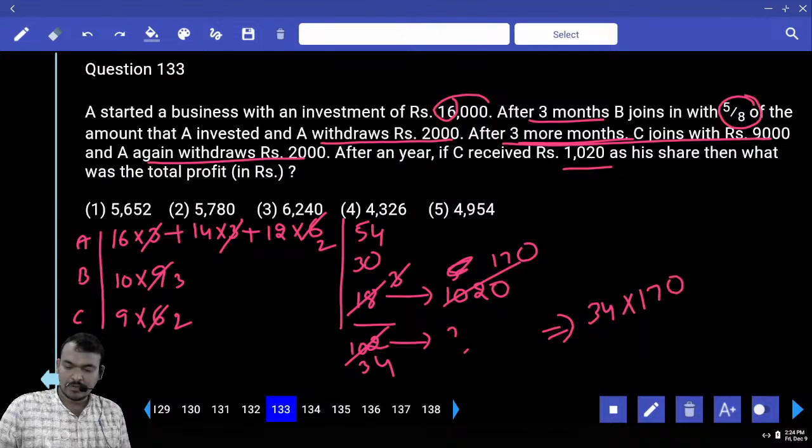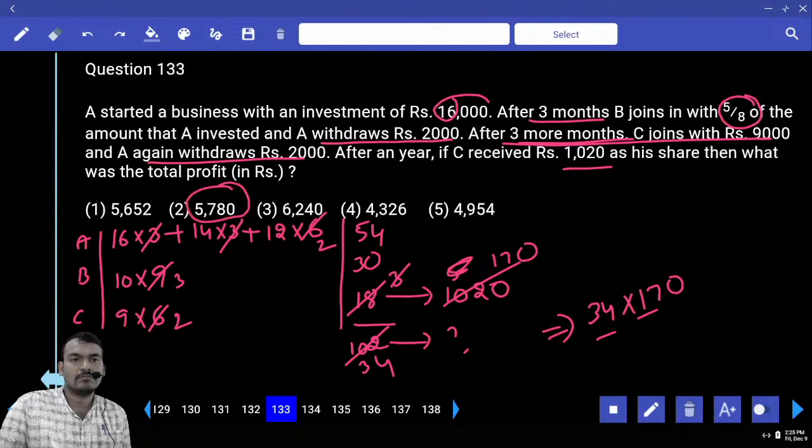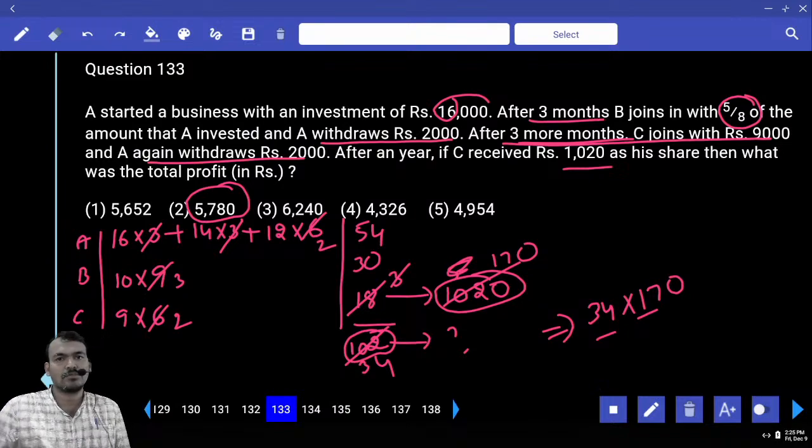Okay. 34 into 170. 34 means we write 17 into 2. Means 17 into 17 into 20. What is 17 square? 289. Double means 5780. Yes or no? 1 or 2 means which one is a multiple? 17 multiple or not? 1 or 2 is which one multiple? 17 multiple. Another 1 or 2 is also a 17 multiple. Means the answer must be a multiple of 17. Verify the 17 multiple. I think only one option.